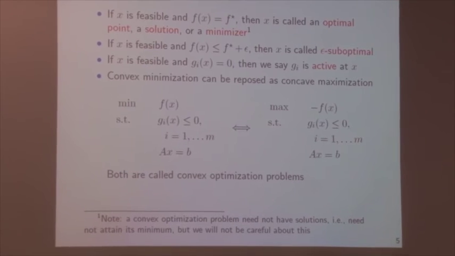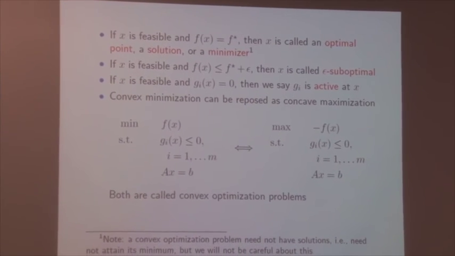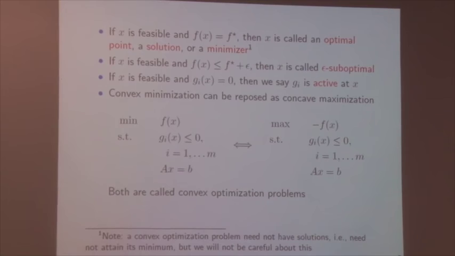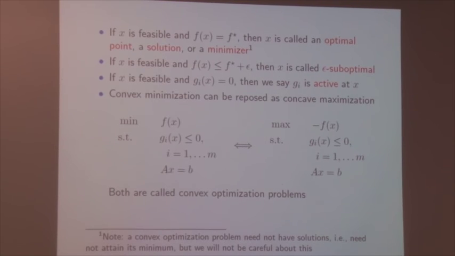Some other terminology that I think has come up on your homework maybe is that if we have a feasible point and our inequality constraint achieves equality, then that inequality constraint is active at that point. Okay? And then I think the last thing, and I mentioned this on the previous slide, is that you can always go between convex minimization and concave maximization. And sometimes it might be nice for the semantics of the problem to be in one mode versus another, but this switch is really easy to do.